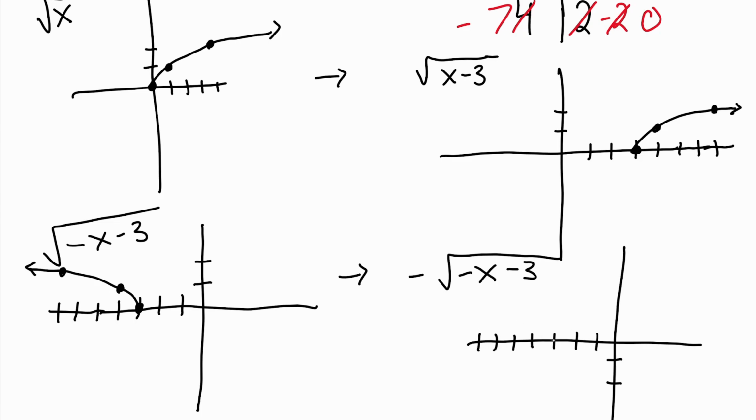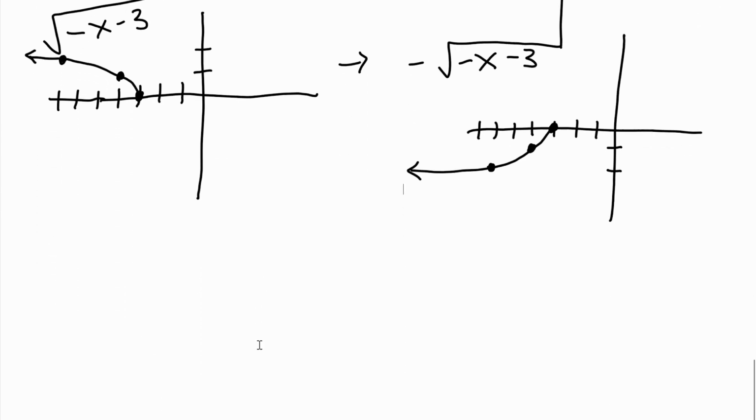So the point that's on the x-axis, of course, doesn't move. The point that's at negative 4, 1 becomes negative 4, negative 1. And negative 7, 2 becomes negative 7, negative 2. Okay, so it looks like this.